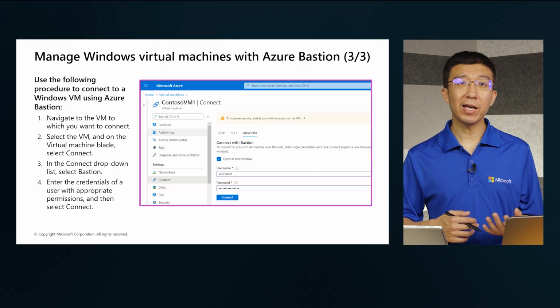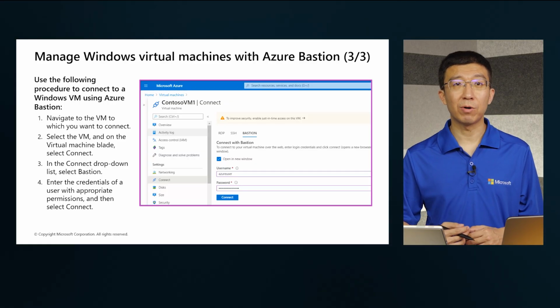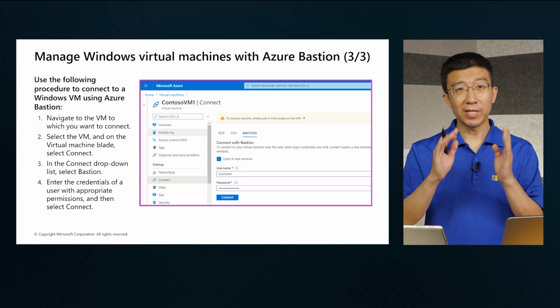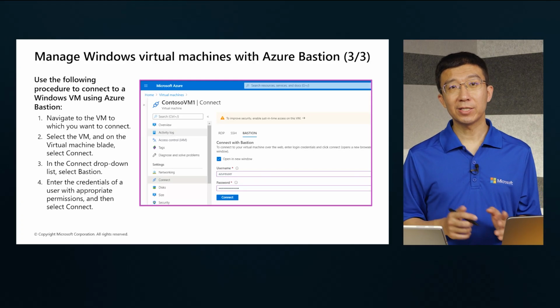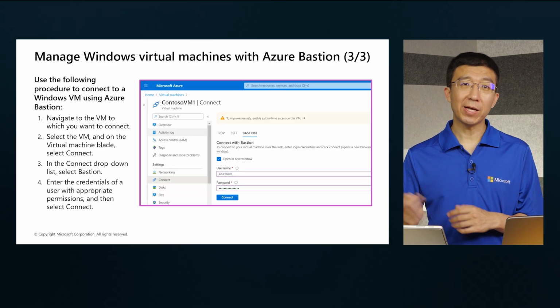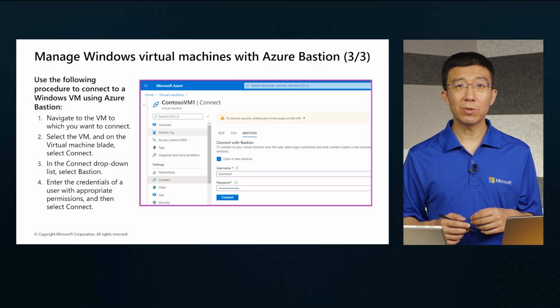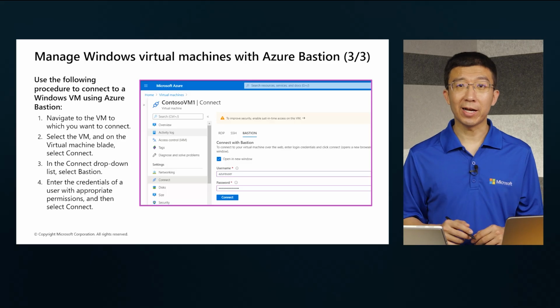To connect to a VM using Azure Bastion from the Azure portal, first, navigate to the VM in the Azure portal. Select Connect, and then Bastion. Enter your credentials and then connect.